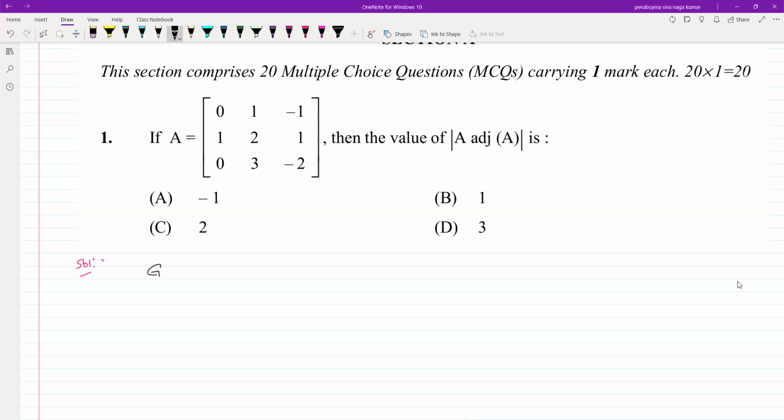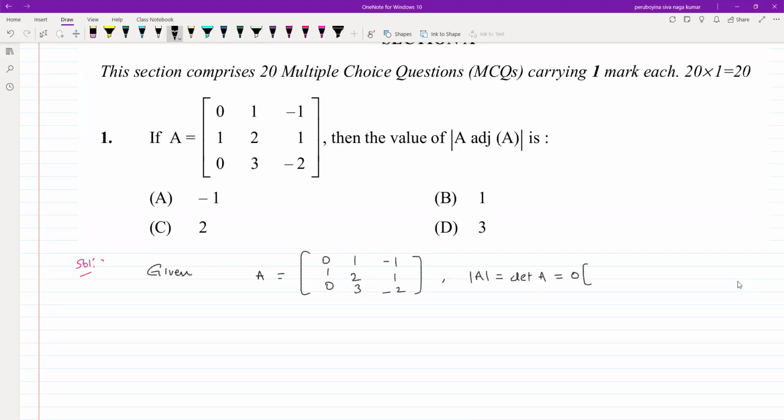So given A equal to [0, 1, 0; 1, 2, 3; -1, 1, -2]. And first we need to calculate det A. So we know how to calculate that.